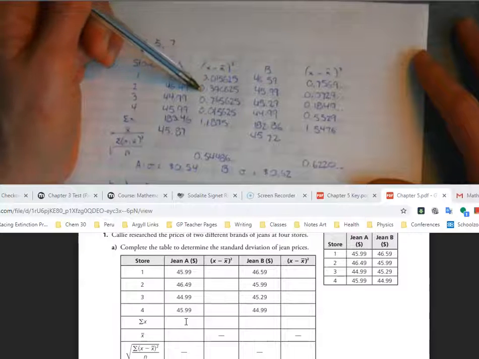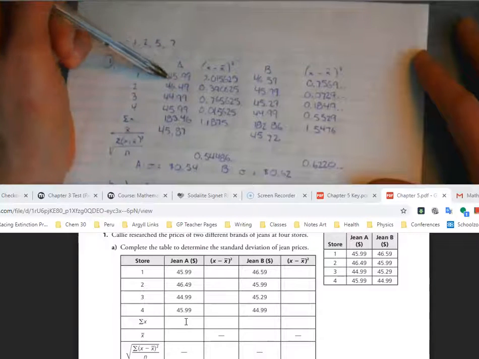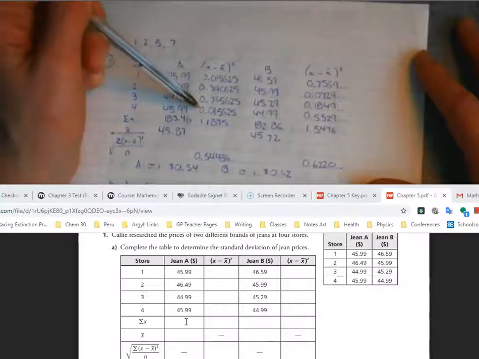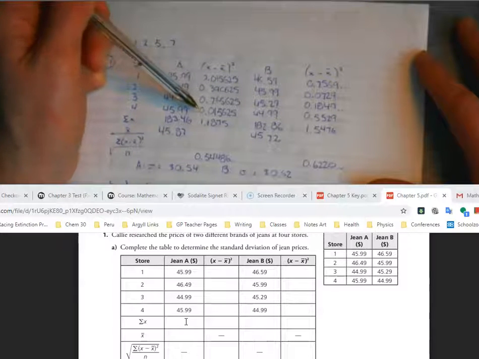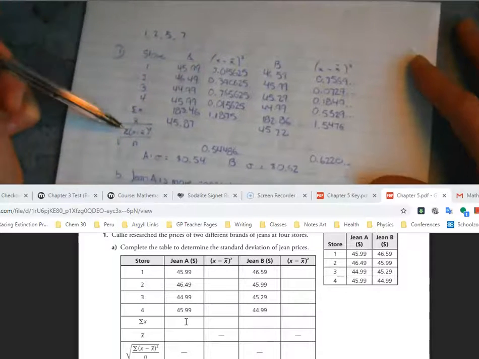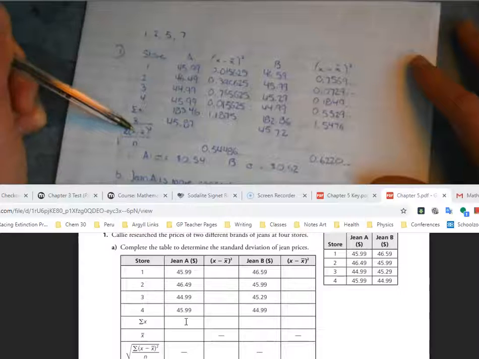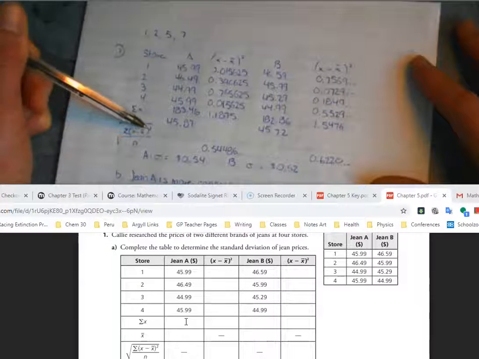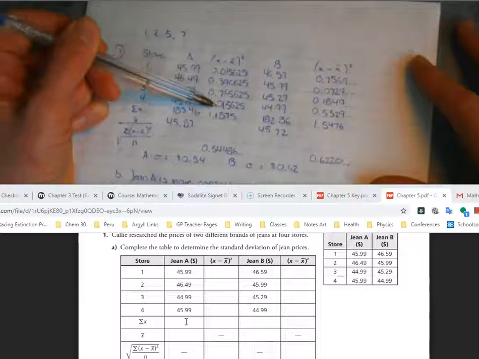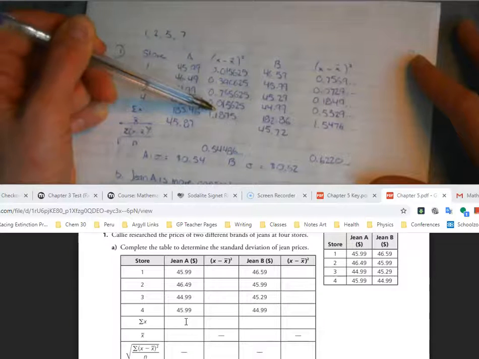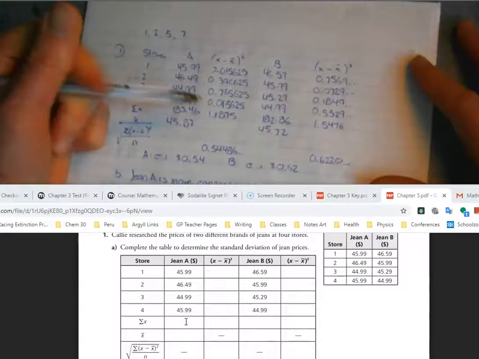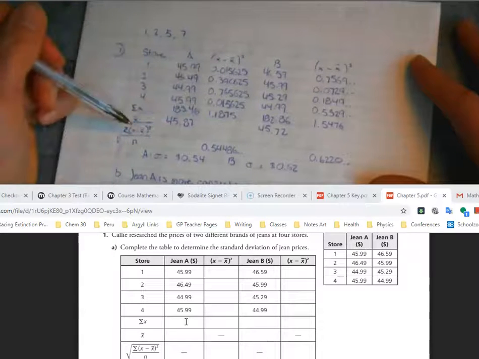Okay, so all of these values are calculated by taking the price minus this average. Then you go to the next one and do the same thing for all 4. Once you have found all of those, you'll notice that this equation is asking you for the sum of the x minus mean squared values. So I added all of these values together, and that gave me 1.1875. That's the number I put in on top here.